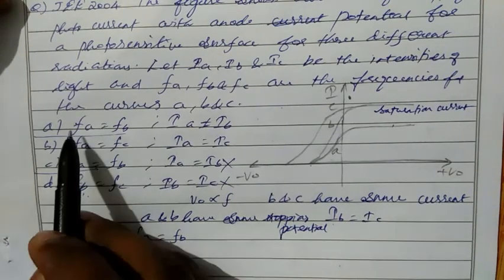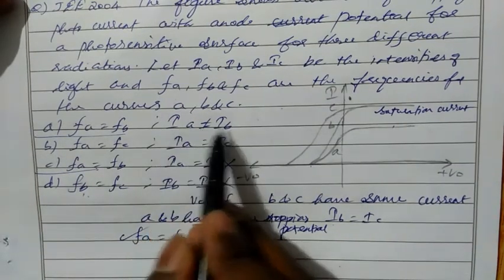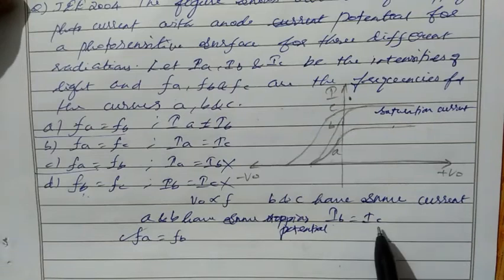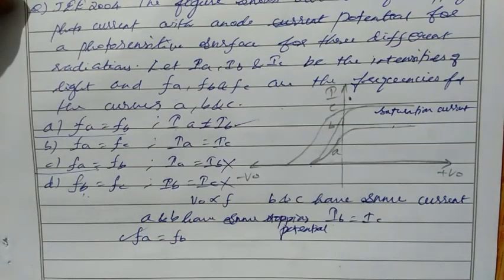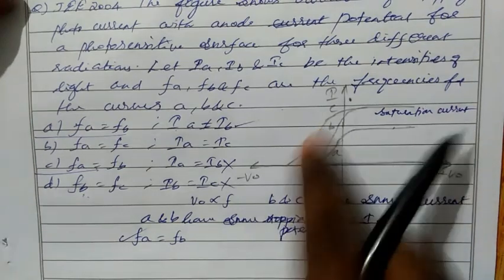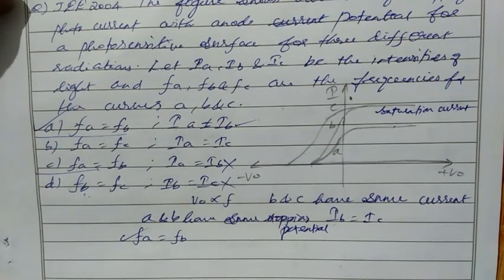Okay, then go with option A, FA equal to FB. Then IA not equal to IB. Here IB equal to IC, IA not equal to IB, which is correct also. Okay, IA is not equal to IB. So option A is correct. Clear? Thank you.